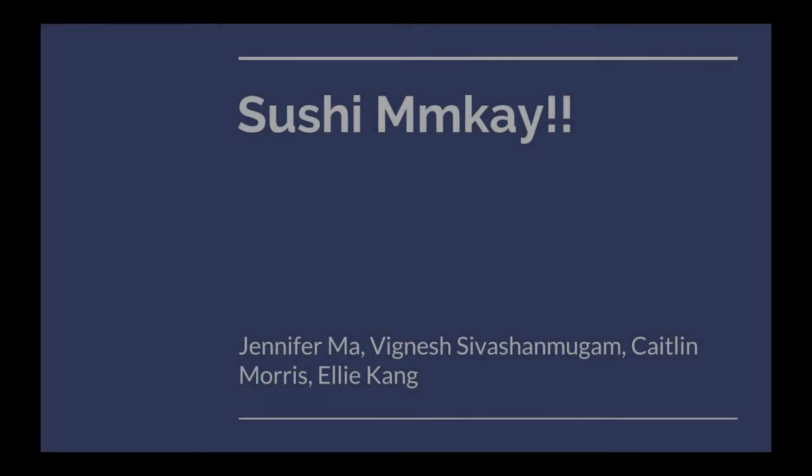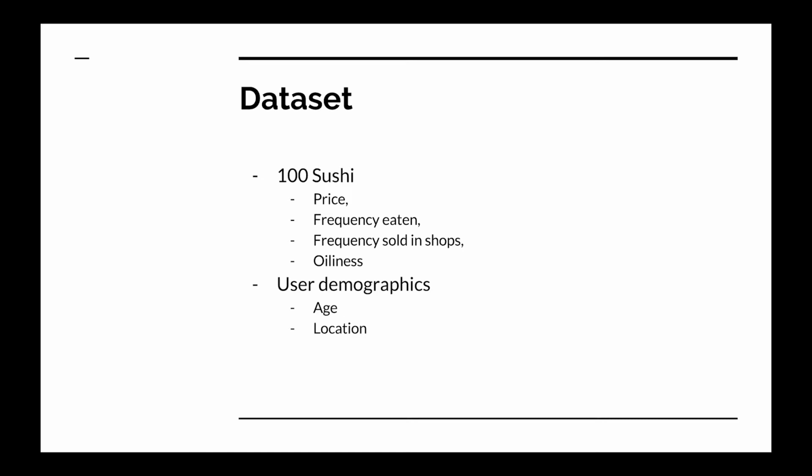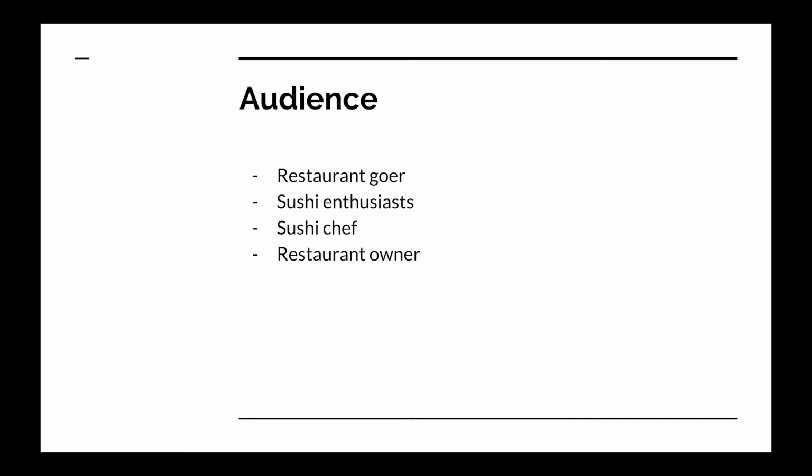We're Team Sushi Umke, and we made our visualizations from sushi datasets. Our dataset has information on the price of 100 different sushi types, their oiliness, how frequently it's eaten, and how often it appears in shops. We also have information on the demographics of the respondents for their surveys, such as which prefectures of Japan they're from and their age.